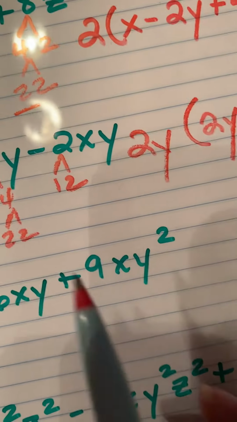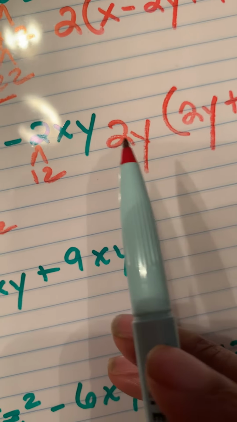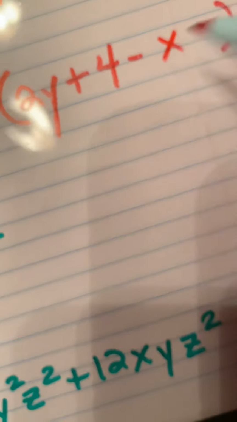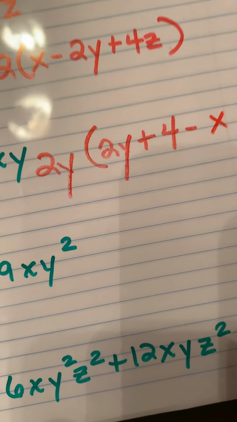Okay. I need 2xy. What do you have? You have 2y. What are you missing? The x. And that's it. That's your answer.